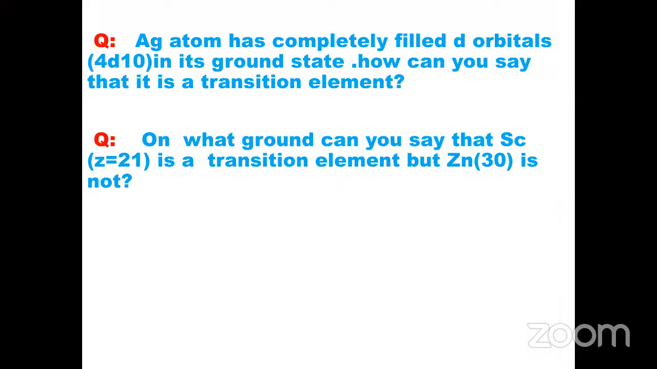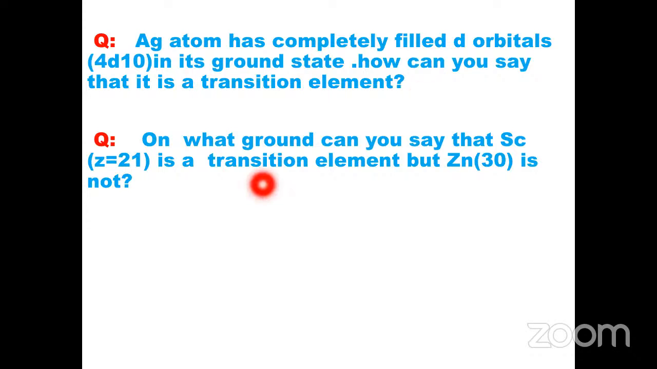Okay, then these are test yourself questions. The silver atom has completely filled d orbitals, that is 4d10 in its ground state. Actually, completely filled d orbitals do not belong to a transition element. But here the silver atom has completely filled d orbitals in its ground state. Then how can you say that it is a transition element?